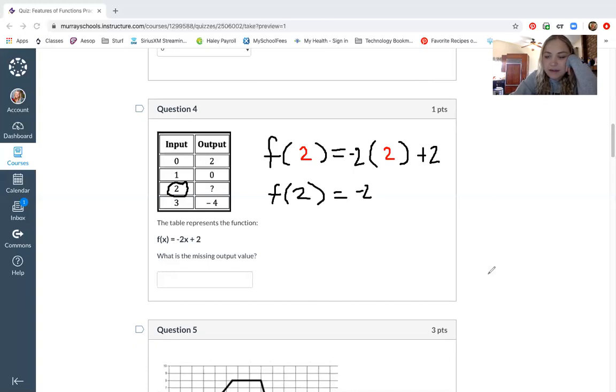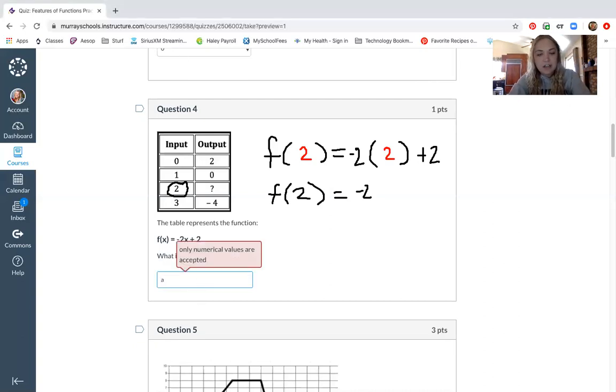I'm not sure who 0391121 is, but thank you for giving me the correct answer. Okay, so this is a problem where you actually have to type in the answer, and if you try typing in something that's not a number, it's going to say only numerical values are accepted. So don't be weird. Okay, so I'm going to type in the answer of -2, that's all. Then I'm going to move on to the next problem.